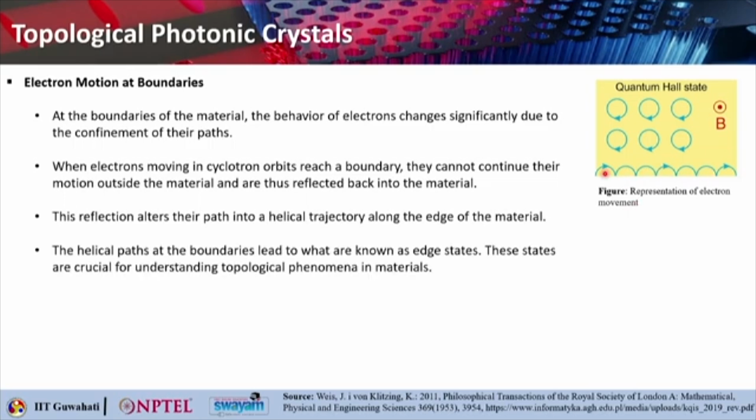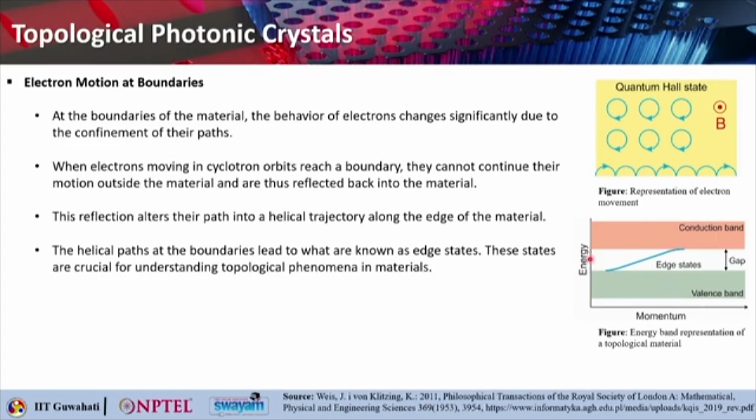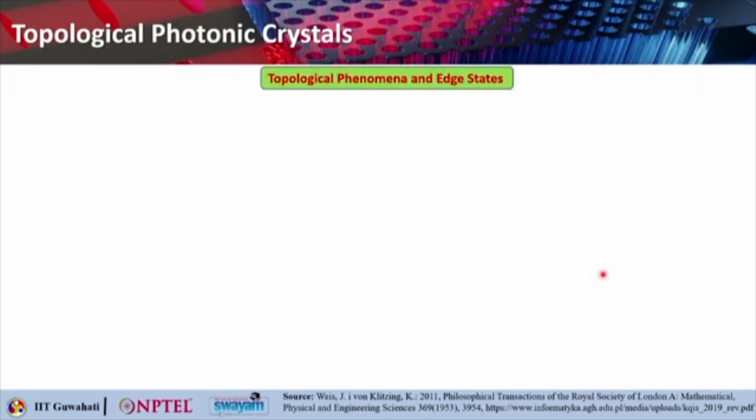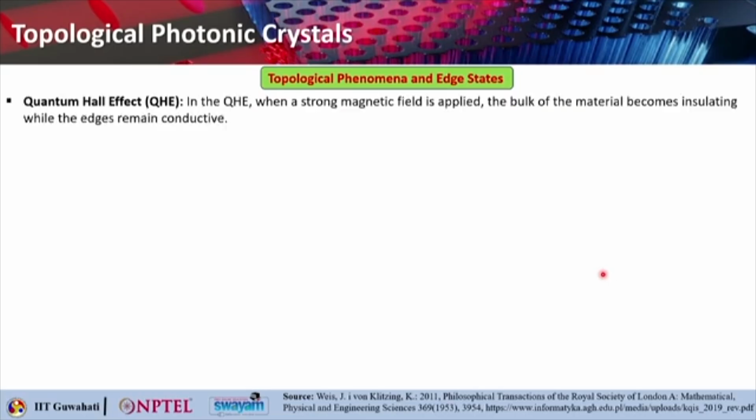Now, these helical paths at the boundary lead to what are known as edge states, and these edge states are crucial for understanding the topological phenomena in materials. So, this is what the energy band representation of a topological material looks like. This is the conduction band, this is the valence band, the minimum of the conduction band and the maximum of the valence band. The difference between these two gives you the gap, that is the band gap, and this is where the edge states will lie. We will come to that in more detail. So, what we understood is the topological phenomena and the edge states.